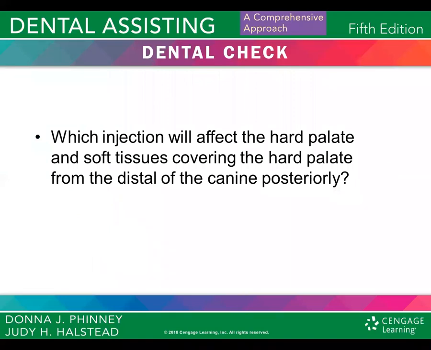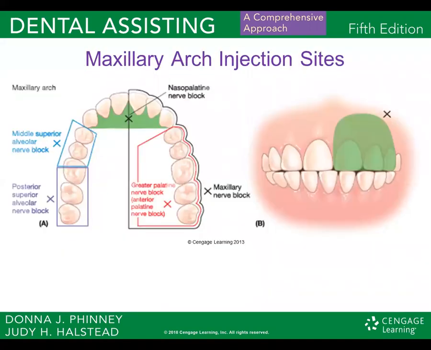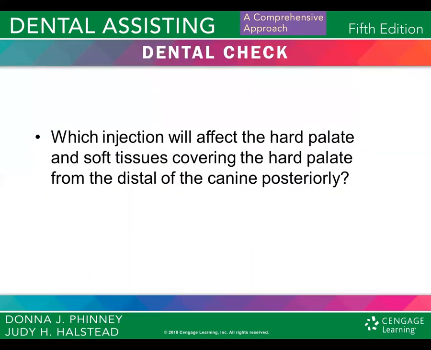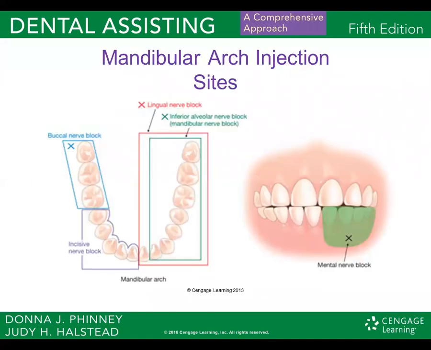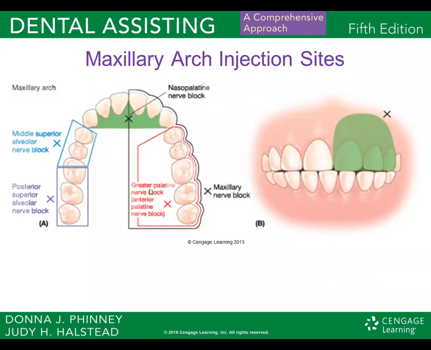So which injection will affect the hard palate and soft tissues covering the hard palate from the distal of the canine and posterior? So if we go back and we look at this one here, it's the greater palatine nerve block. So let's go back and look at the picture. The greater palatine nerve block, it said distal to the canine and back.